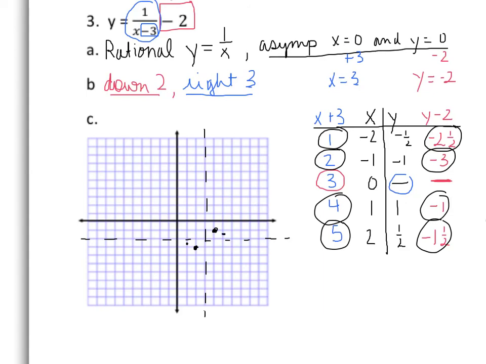Now if you remember what the rational function looked like when we graphed it, it's going to get closer and closer. It's going to have a curve on this side, and then it's going to also have a curve on this side. So I did my best at trying to hit those points, and so here is our graph.